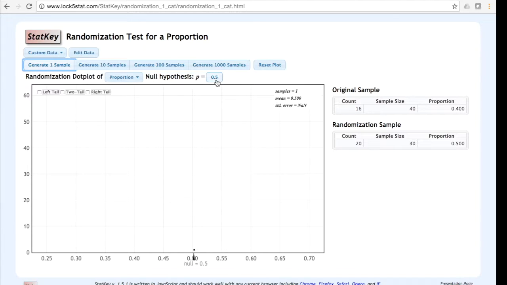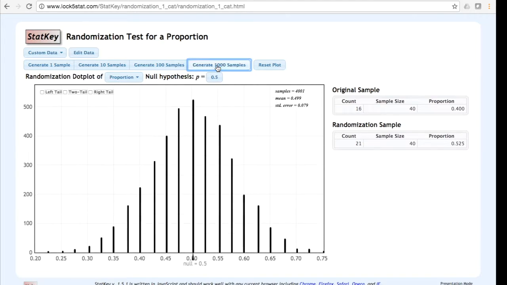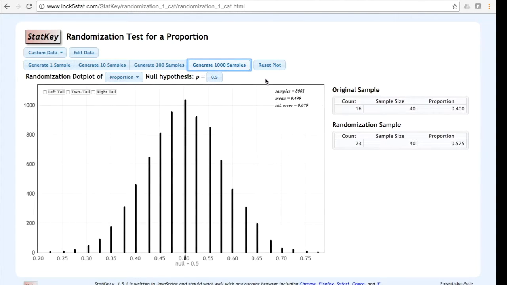Let's generate a few thousand samples. Here I've generated a total of 8,001 samples. The mean of this distribution is 0.499, which is very close to the null hypothesis value of 0.5. The standard deviation of this distribution, also known as the standard error, is 0.079. So this is our sampling distribution for a randomized test for a proportion.